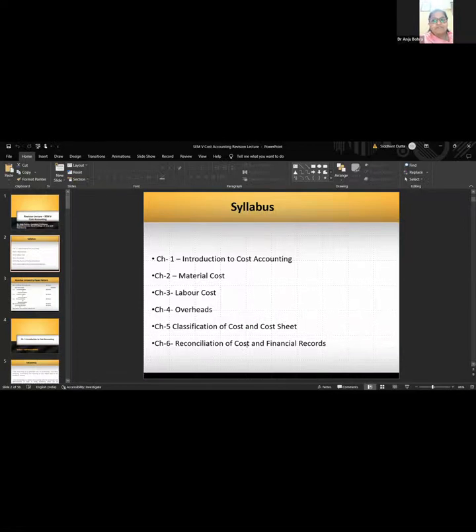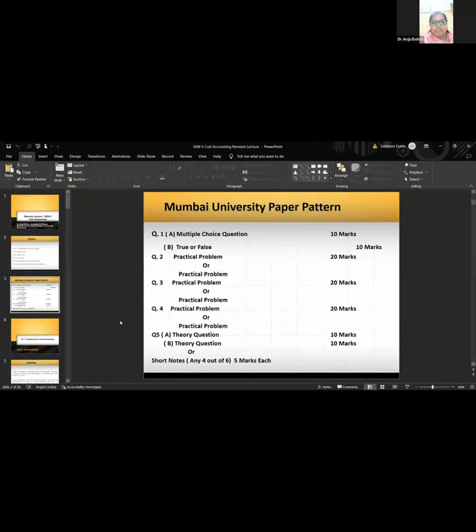So in semester 5, these 6 chapters will be there, and out of these a 100 marks paper will be coming from the 6 chapters. Now the next slide I have given you is, first of all, the paper pattern, how the paper will be there in the Mumbai University. So there will be Mumbai University paper pattern.